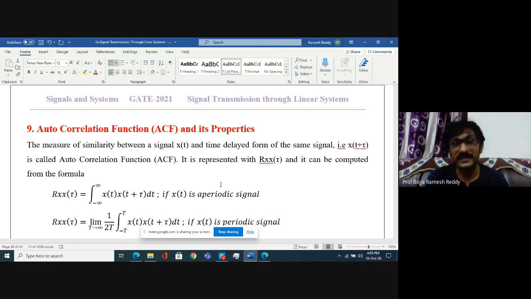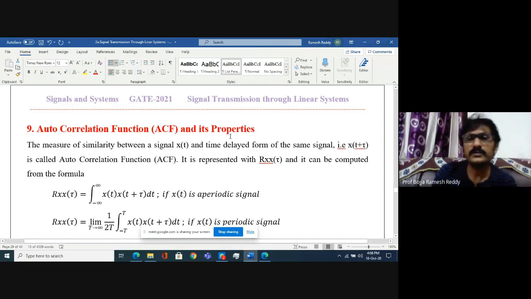Autocorrelation function is the measure of similarity between a signal x of t and a delayed form of the same signal, that is x of t plus tau, or x of t minus tau also, no problem. You can take t minus tau, that may be advance or delay. Auto means the same signal. Cross means not the same, like different signals. And autocorrelation function is represented with Rx of tau.